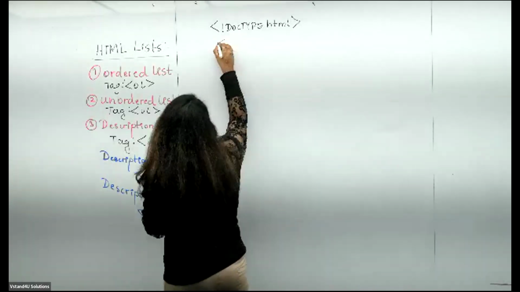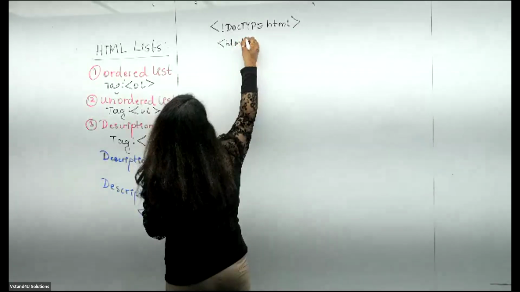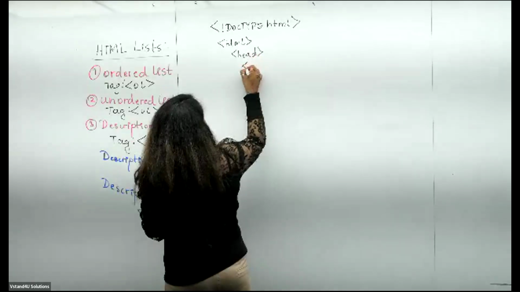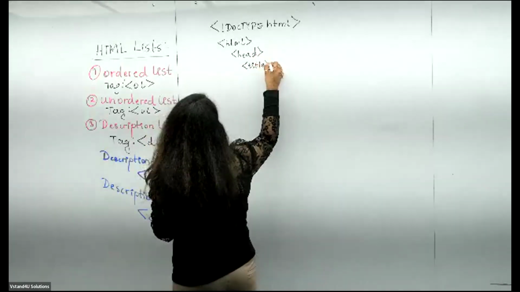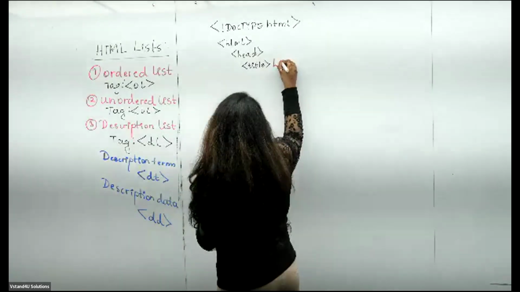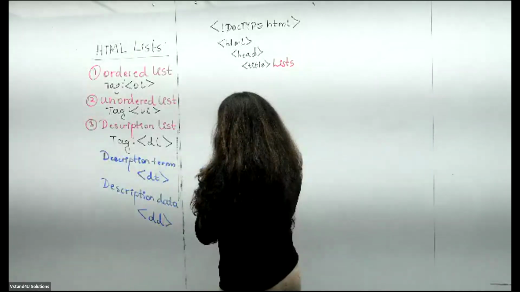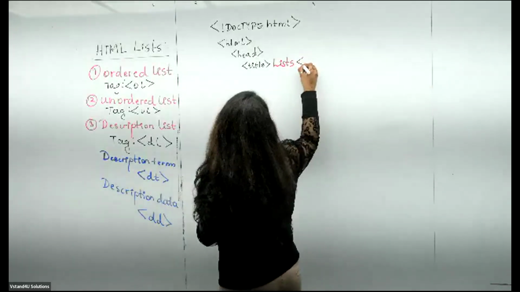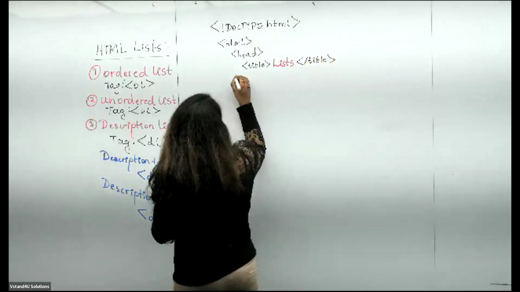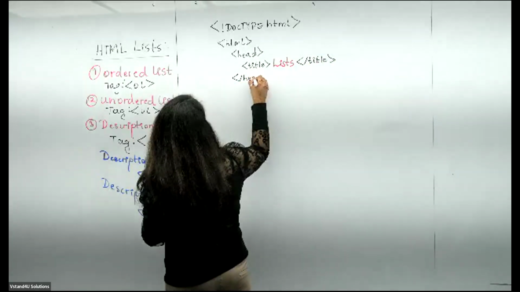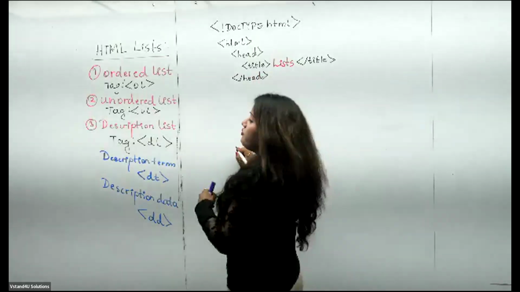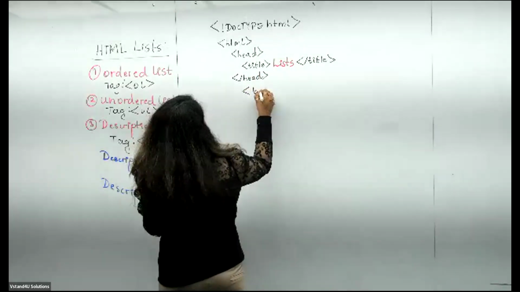And next one, you have HTML. Inside this HTML, we have one head tag. And inside this head tag, we have one title tag. The title, let me mention as lists. Then let me close this title tag. I will close the head tag. And after that, we have to open the body tag.